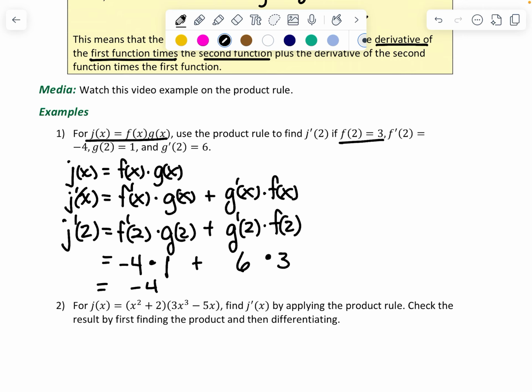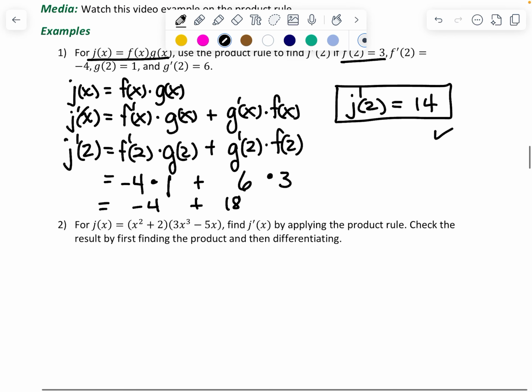So we can add these together, -4 plus 18. And it turns out that j prime of 2 is equal to 14. So the slope at x equals 2 is equal to 14, on the graph of j, which is the product of two functions. For j of x equal to this product, let's go through one more.